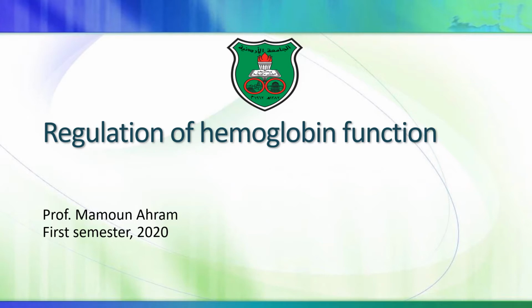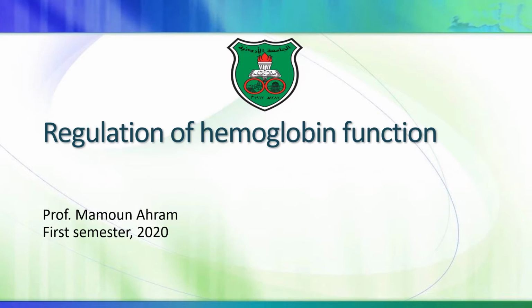In this lecture, we'll be talking about regulation of hemoglobin function. So the idea here is that last time we talked about the structure of hemoglobin, and we talked about how oxygen, when it binds to hemoglobin, switches hemoglobin structure from the T to the R state. Now, there are other molecules that can bind to hemoglobin, and they can also switch hemoglobin from one structure to the other, from a low affinity structure to the high affinity structure, or the opposite.